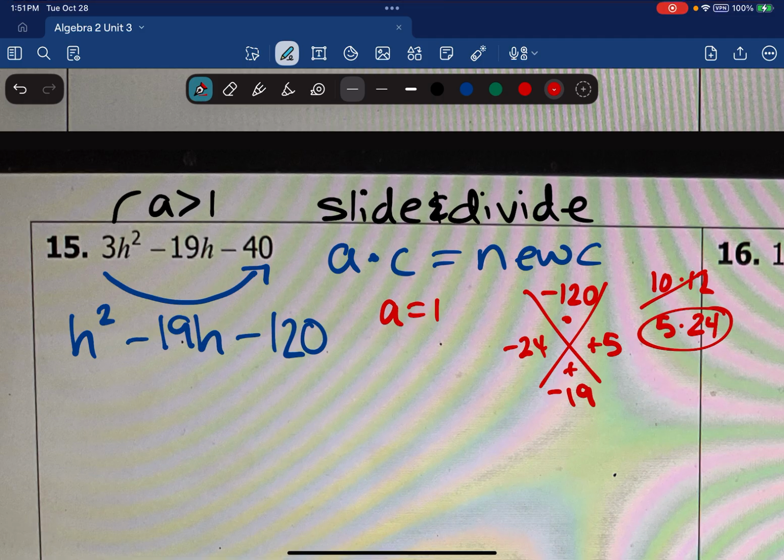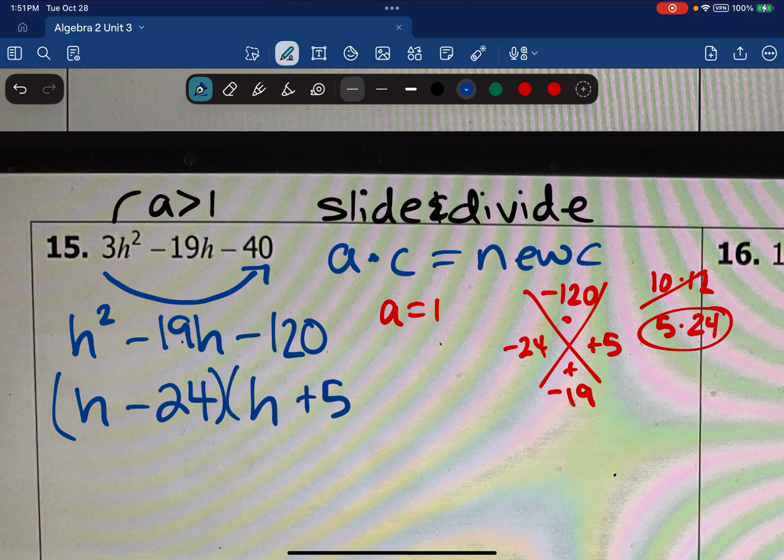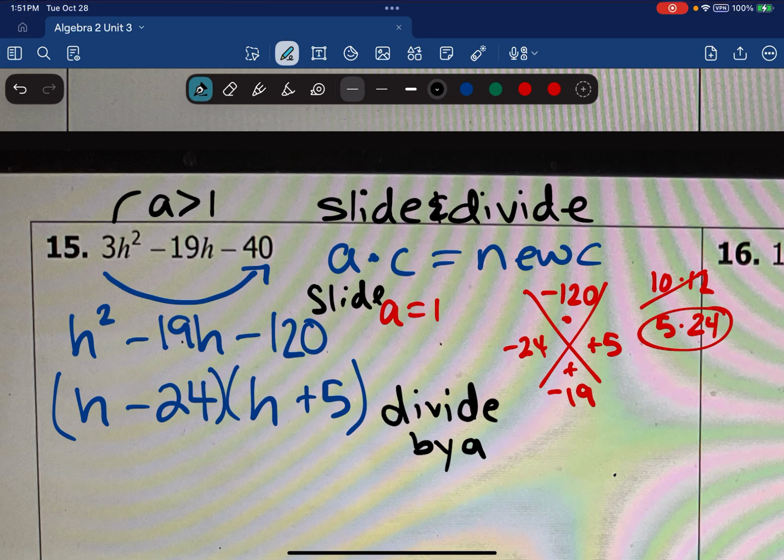So we're going to write these factors over here. I'm going to have h minus 24 times h plus 5. So this was the slide part. This was the slide. Now we're going to do the divide part. When you get your two factors, you then divide by the a that you multiplied in the beginning.